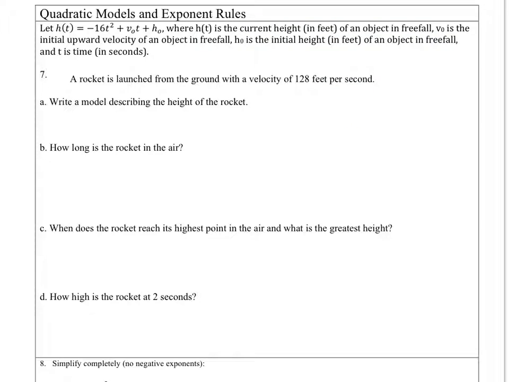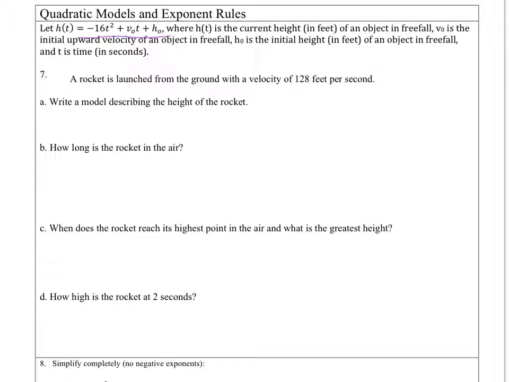Okay. Here we're looking at some quadratic models. We're given an equation that gives us the height as a function of time, and that's going to be this: negative 16 t squared plus v sub 0 t plus h sub 0. In other words, the height at any time t is equal to negative 16 multiplied by the time squared plus your initial velocity upwards times the time, and adding to that the initial height.